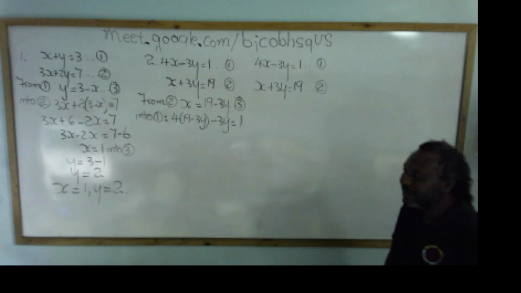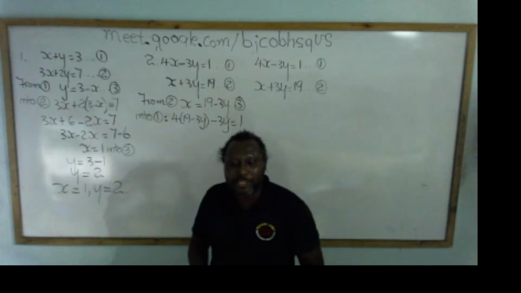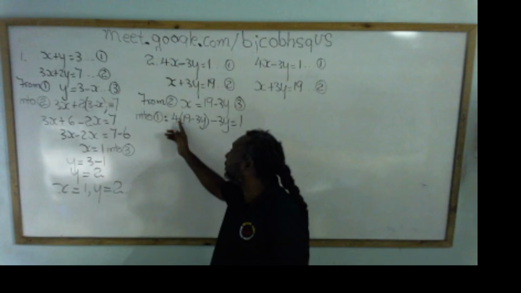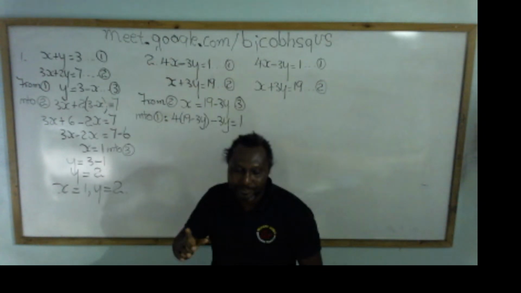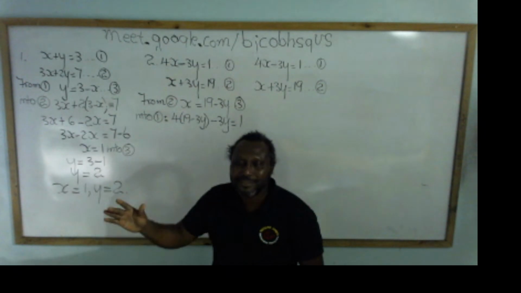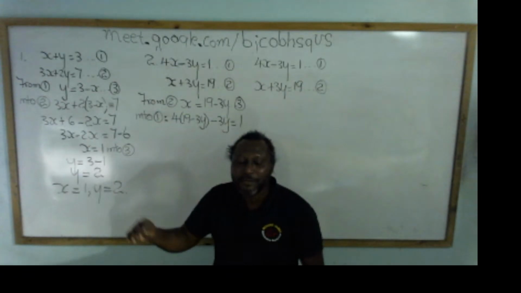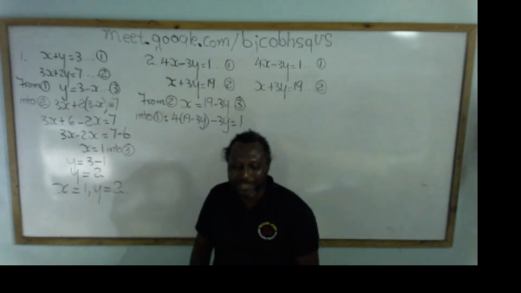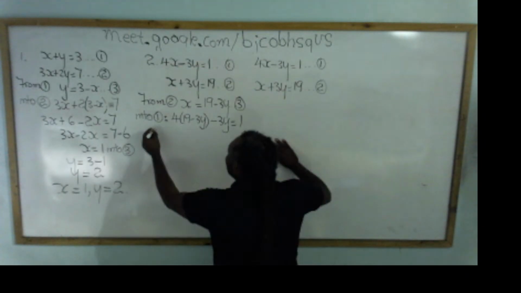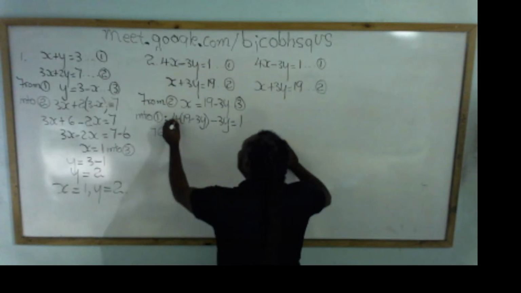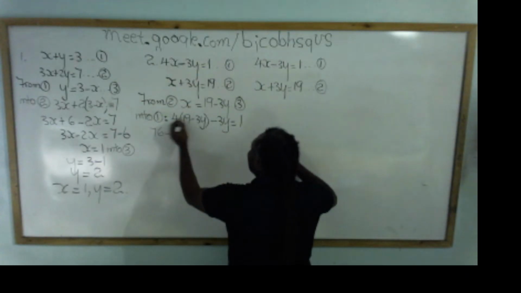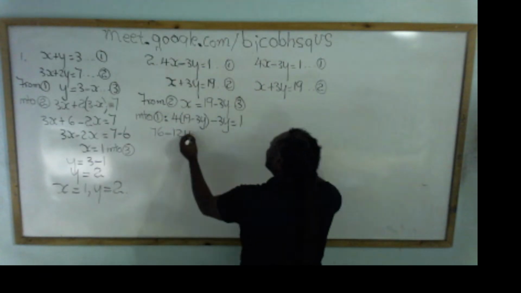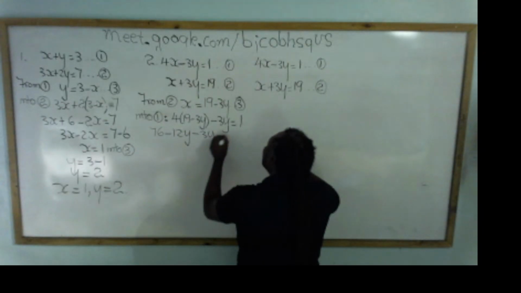So let's go. 4 times 19. I'm going to teach you a bit of mathematics, students. If somebody asks you 4 times 19 and it does not ring, just say 4 times 20. That is 80. Because you can do that quite easily. 4 times 20 is 80. And then you subtract 4 for each one. And then you'll get the answer. So 4 times 19 is actually 76. 76 minus, 4 times negative 3y, negative 12y. Of course, there's a negative 3y there, and that's equal to 1.